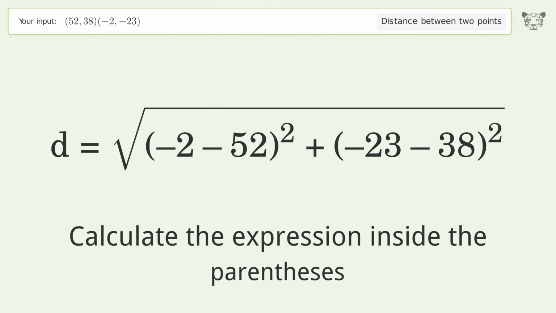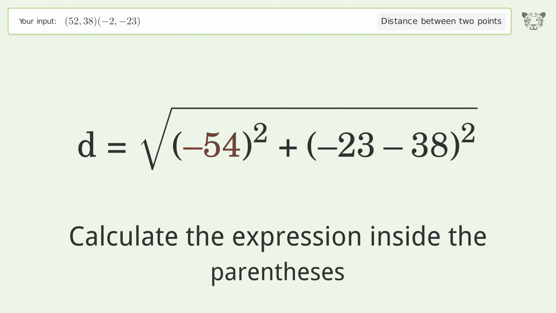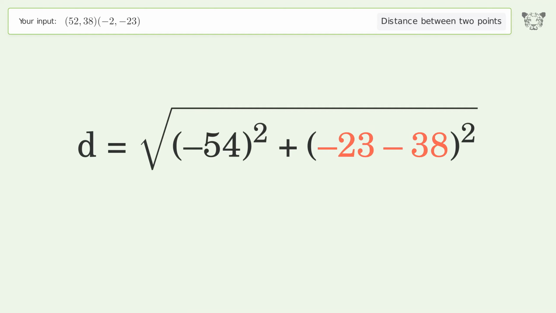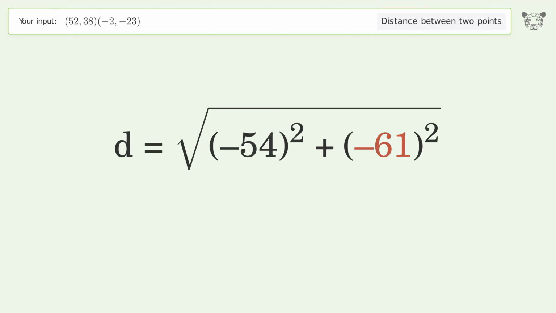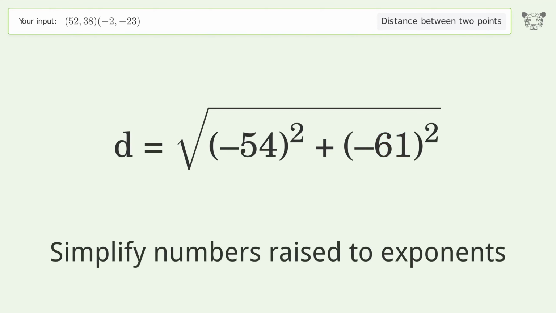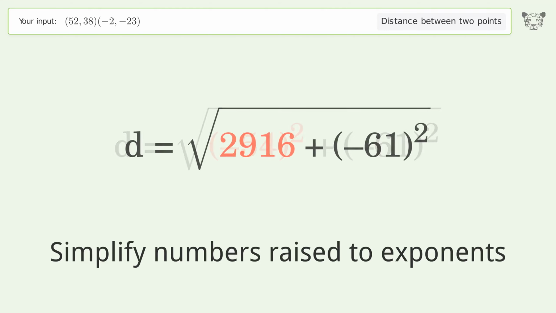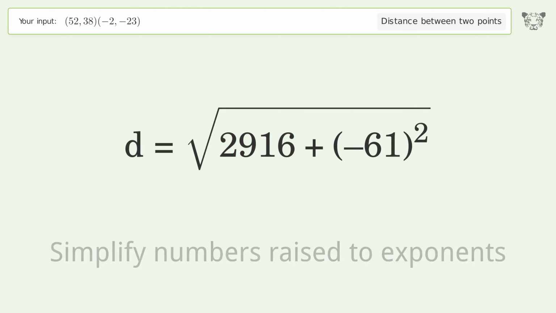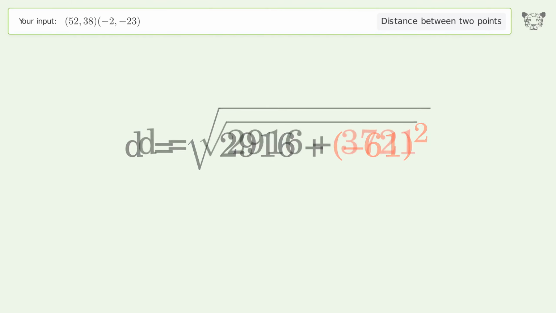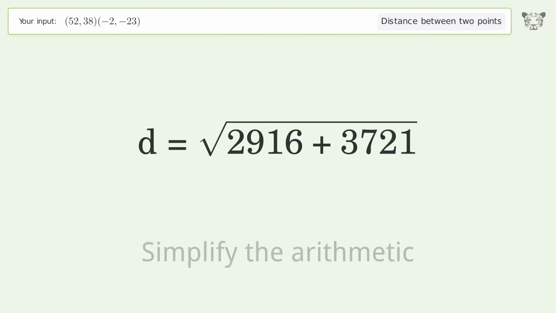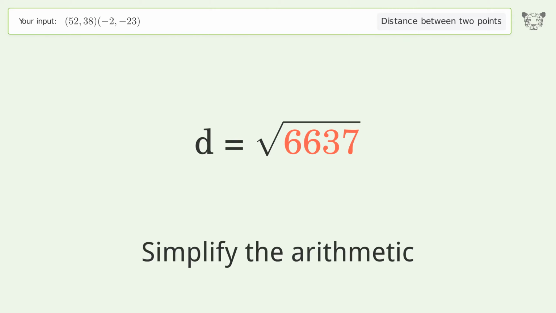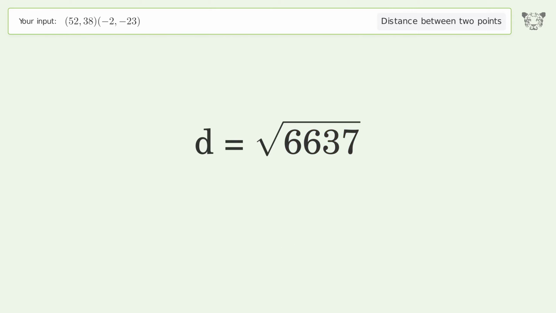Calculate the expression inside the parentheses. Simplify numbers raised to exponents. Simplify the arithmetic. And so the distance between the 2 points is the square root of 6,637, or 81.468.